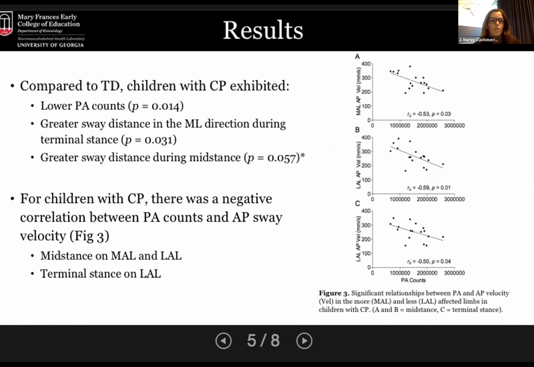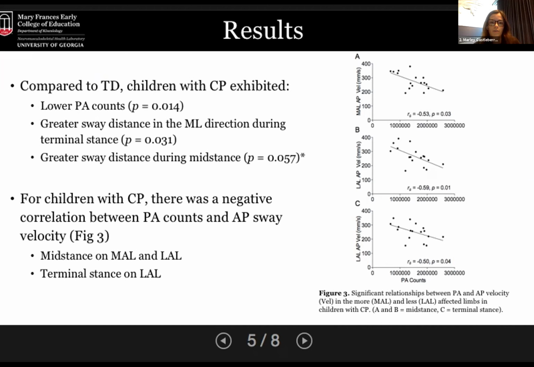The results of this study showed that compared to typically developing children, children with cerebral palsy exhibited lower physical activity counts, greater sway distance in the medial-lateral direction during terminal stance, and greater sway distance during mid-stance. For children with cerebral palsy, there is a negative correlation between physical activity counts and anterior-posterior sway velocity.